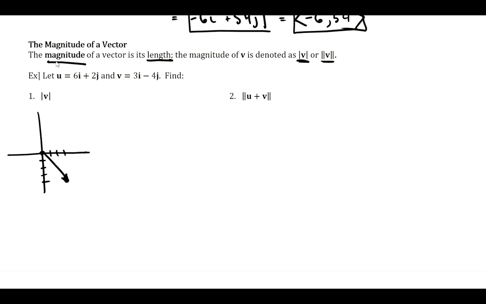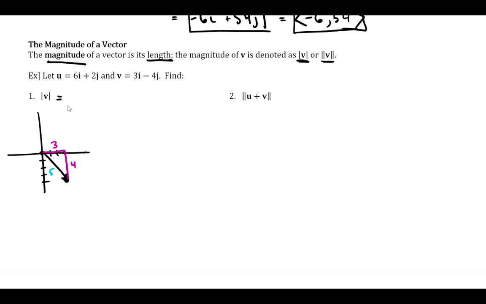And then what they want is the length. Well, I can make a right triangle. There's 3, there's 4. So this is a special right triangle. You might see it right now. It is going to be 5. But let's go ahead and state what is currently going on with this.